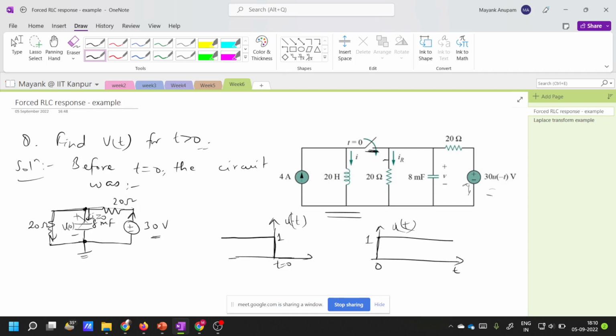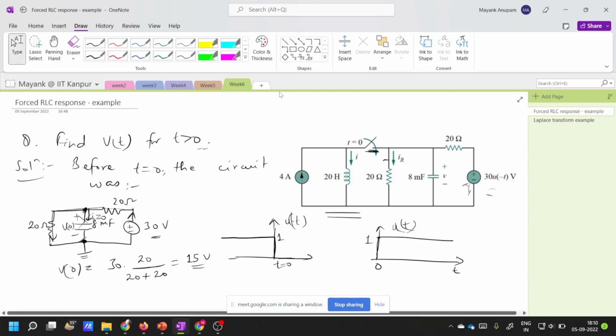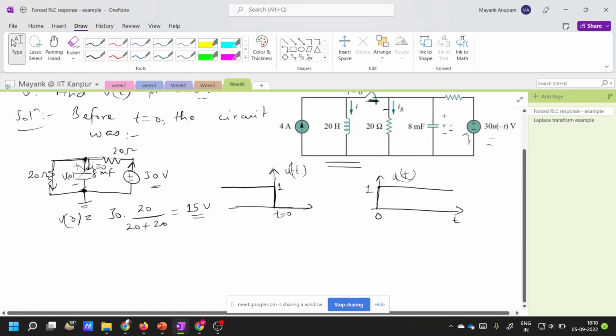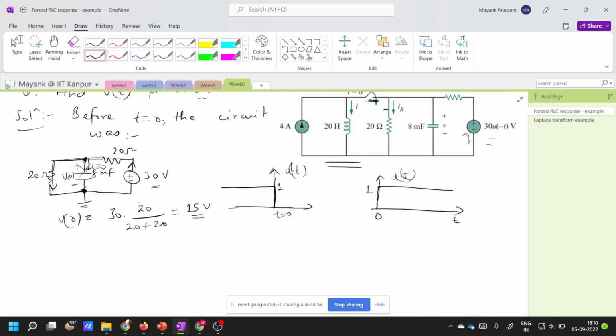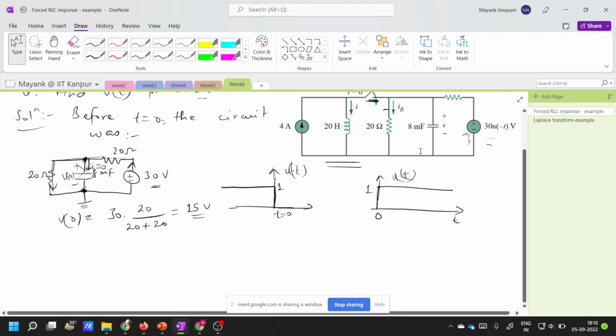So I can say that the voltage here is equal to what? It's a simple resistor divider. So voltage V of 0 will be equal to 30 volts times 20 divided by 20 plus 20, which is equal to 15 volts, isn't it? So I got the initial voltage at the capacitor at time t equal to 0.